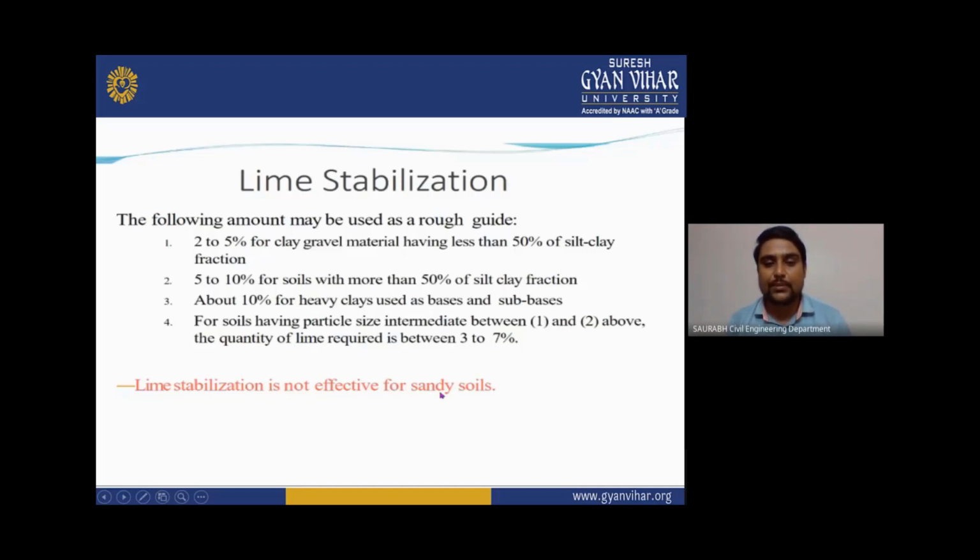For soil having particle size intermediate between 1 and 2 mm, the quantity of lime required is between 3 to 7%. Lime stabilization is also not effective for sandy soil. You cannot do lime stabilization in sandy soil.